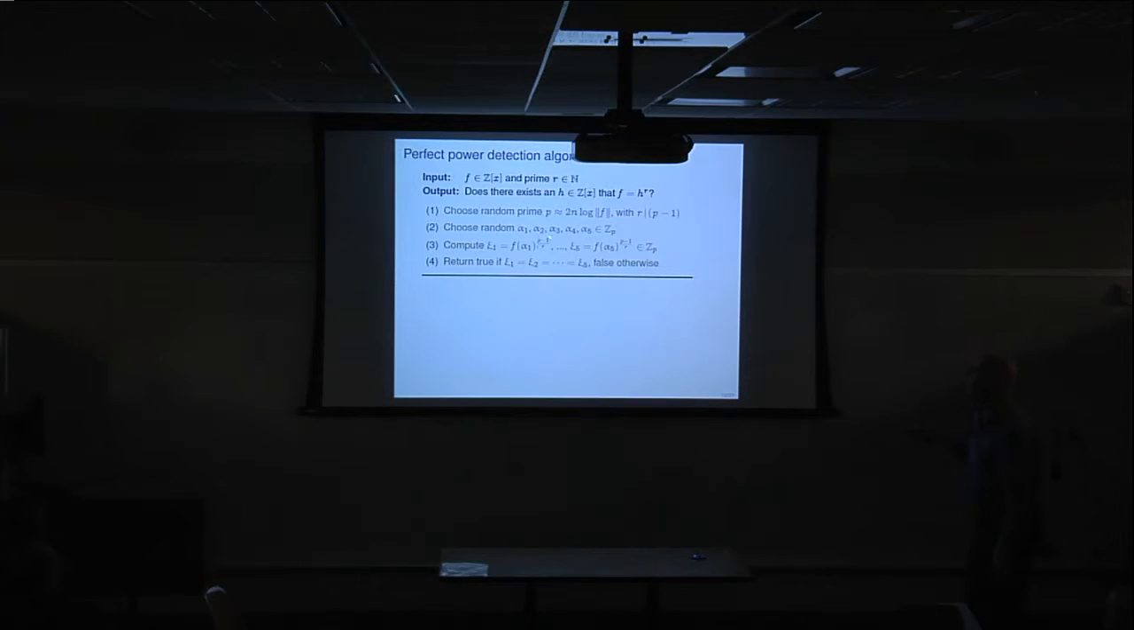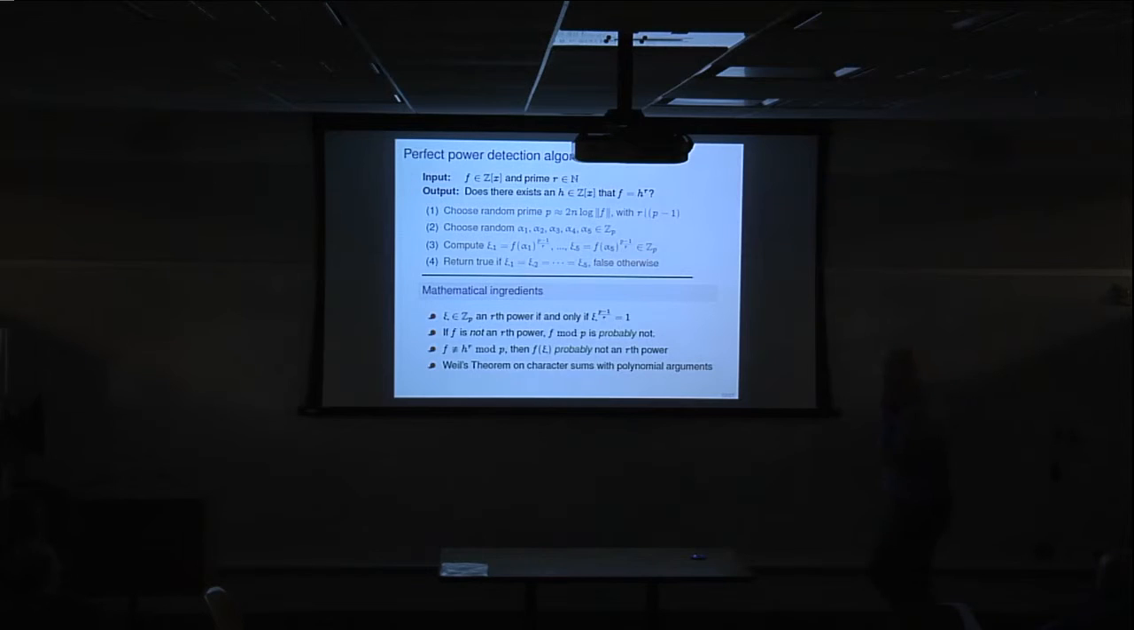I'm doing all these evaluations mod p, and then I'm raising each of those to the power of (p minus 1) over r. And I can compute high powers of things by repeated squaring. So these big exponents actually don't hurt me at all. And so I get 5 numbers in Z_p. If they're all equal, I say it's an rth power. And if they're not, it's not. And that's my algorithm. And that algorithm works.